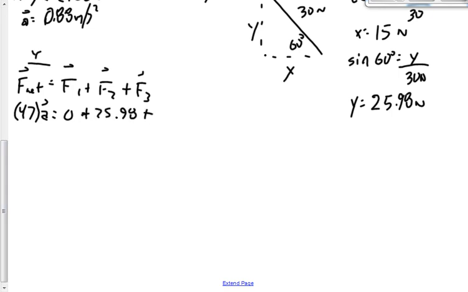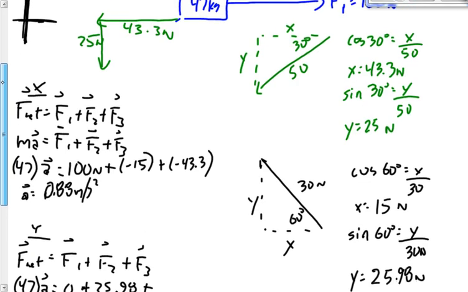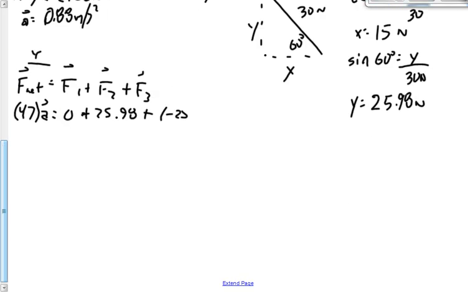And F3 is negative 25 newtons. So that's going to be 47 times A is equal to 0.98. And that's going to be a pretty small acceleration, right? What's 0.98 divided by 47? About 0.02?